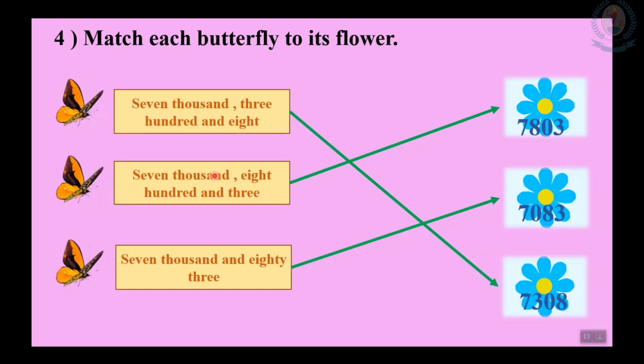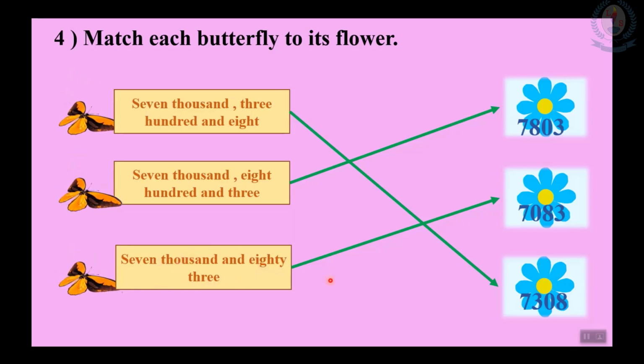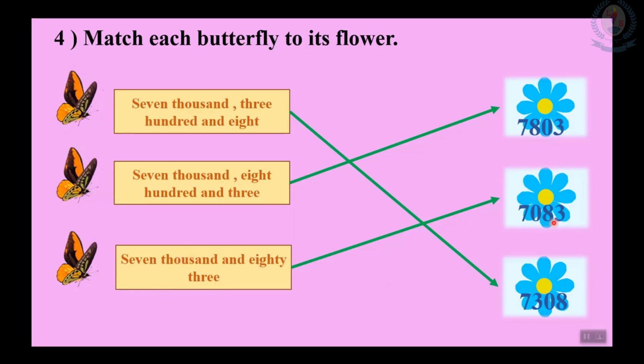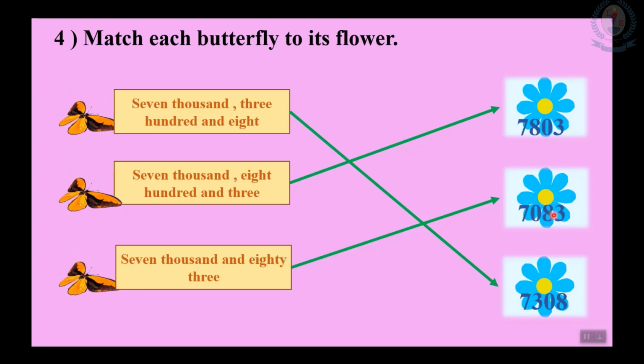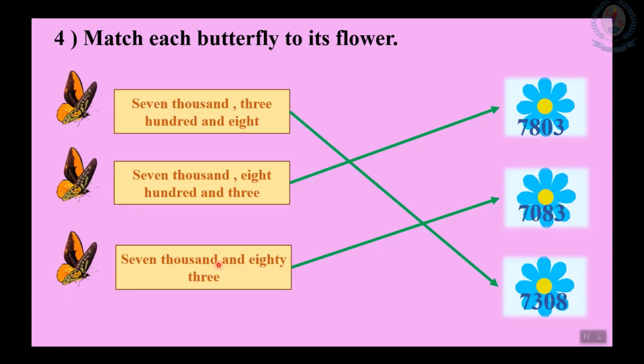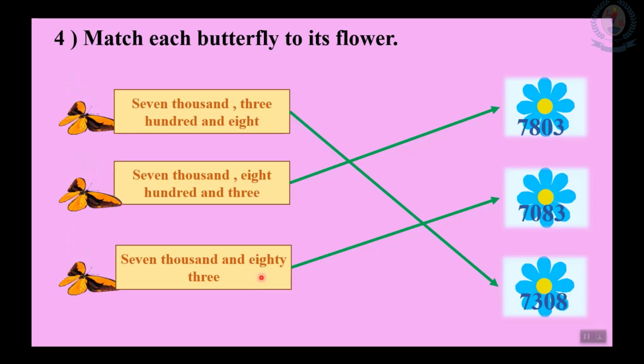Then second one, 7803. 7803. First one is the answer. Next one, 7083. Then already second answer is there. Then the second one is the answer for this 7083.